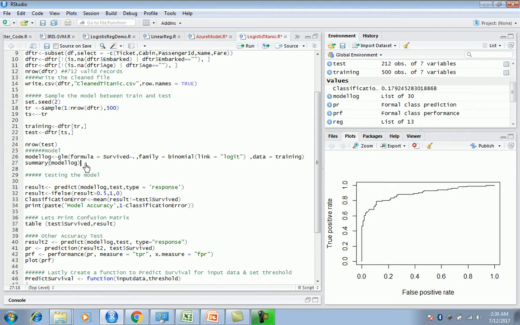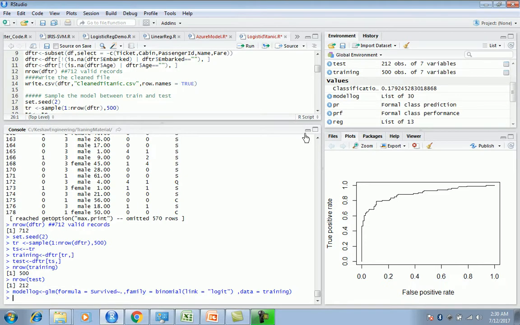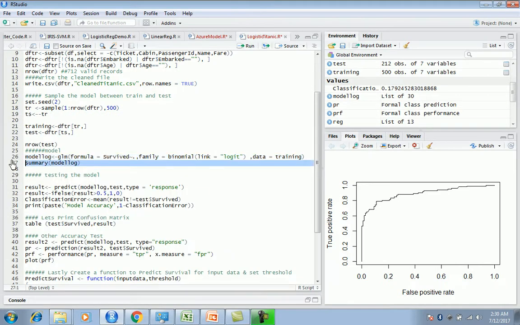Next we model the logistic regression. For the training data set, we are going to use survived as our dependent variable and the rest of them as independent, and we are using the family binomial with link logit. When we specify this, with the GLM function, we are essentially using logistic regression and seeing the results. So we create a model log and then we try to see the summary of the model.